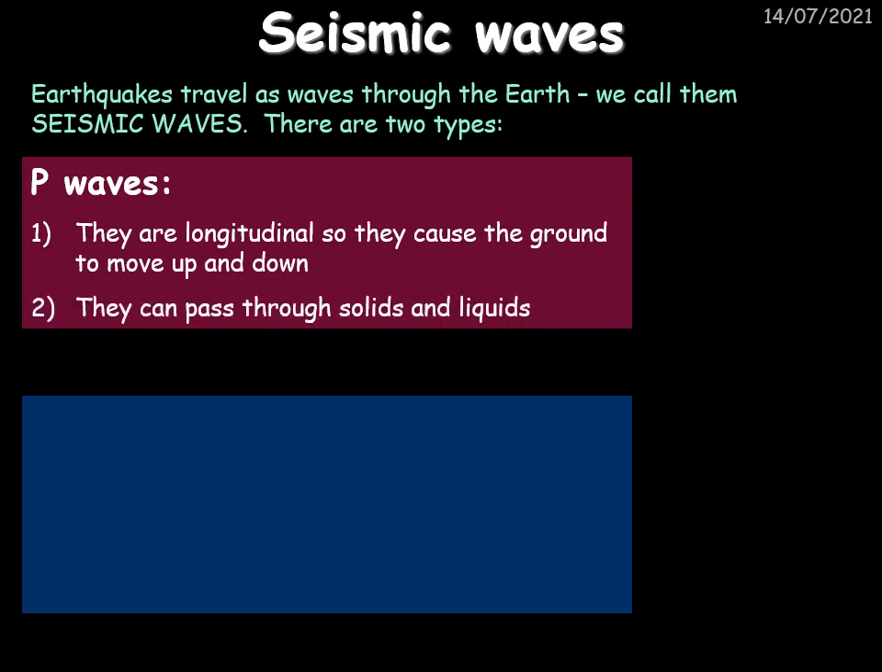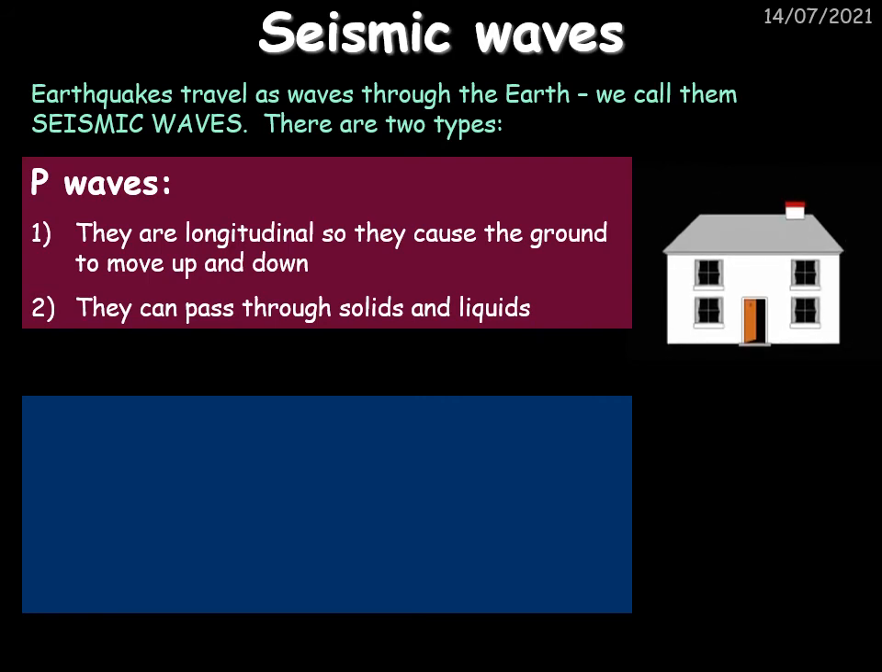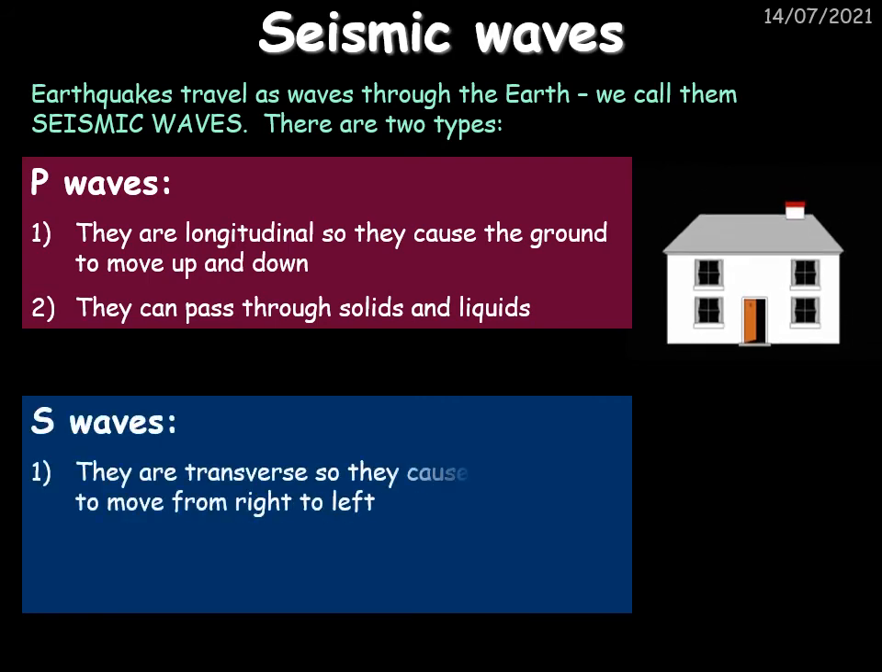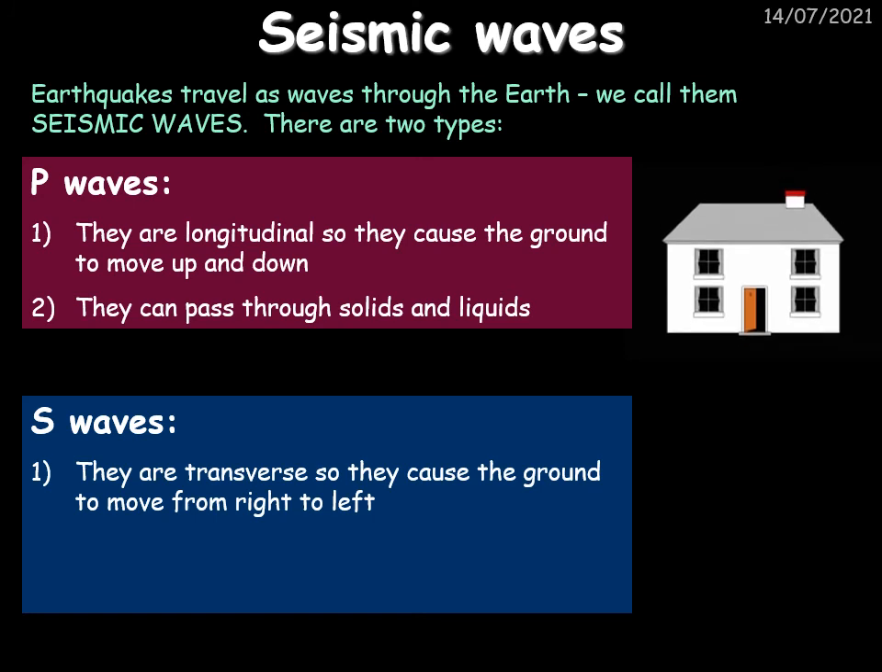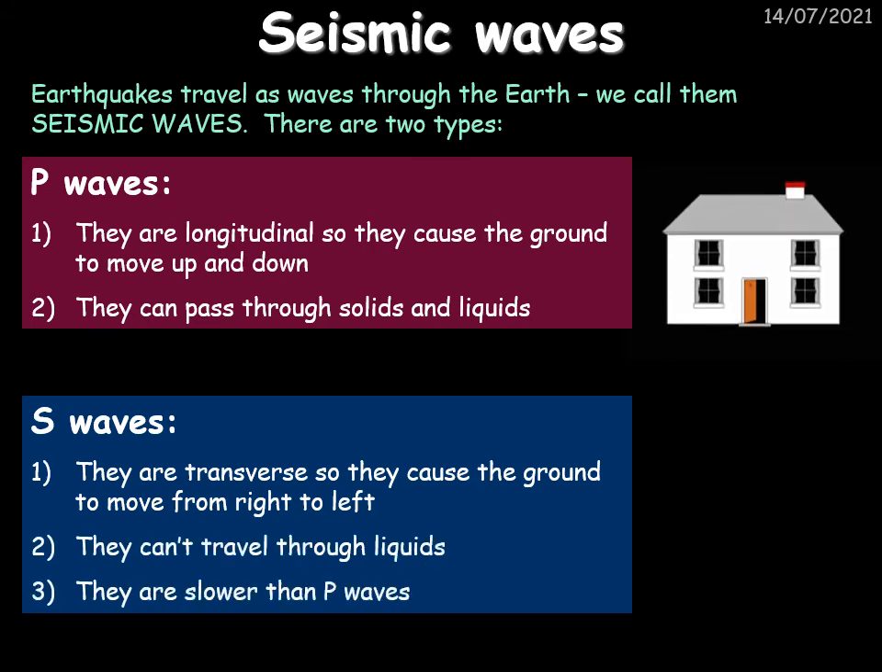They can go through solids and liquids, and they can do that because solids and liquids are made of particles, therefore longitudinal waves can pass through them. They're the ones that make your house shake. However, S waves, they're transverse. They cause the ground not to move up and down, it shakes backwards and forwards. They can't go through liquids. So what does that mean?